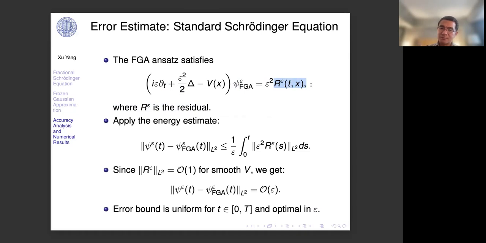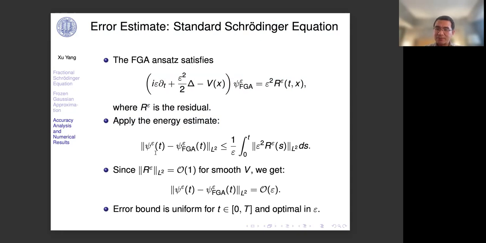No matter how messy it is, under the assumption that the solution is in the Schwarz class, we can show that this R will be bounded, and then the remainder will be in this term. And then we apply the energy estimate. This energy estimate, I have to say, the one I described here is not very sharp. We can do a sharp estimate like the Hagedorn dynamics.